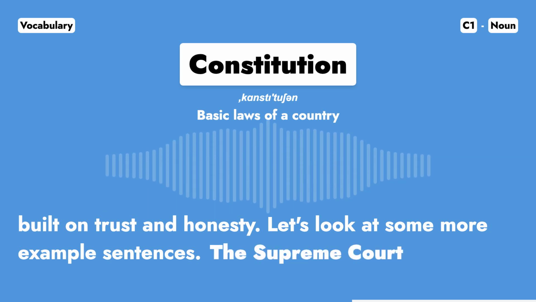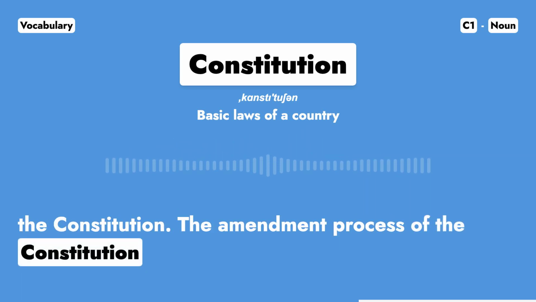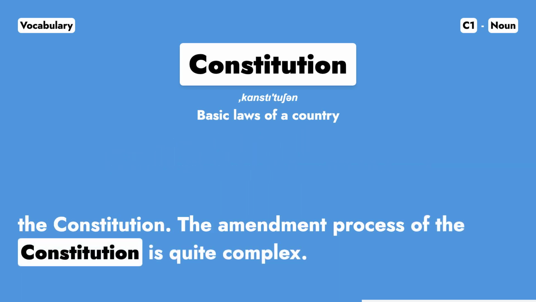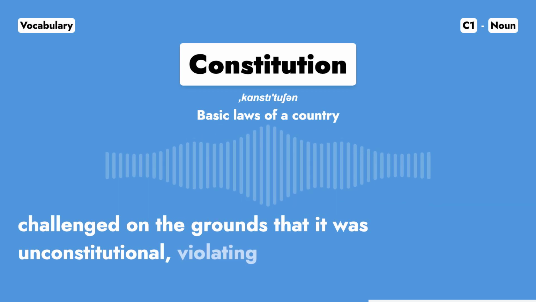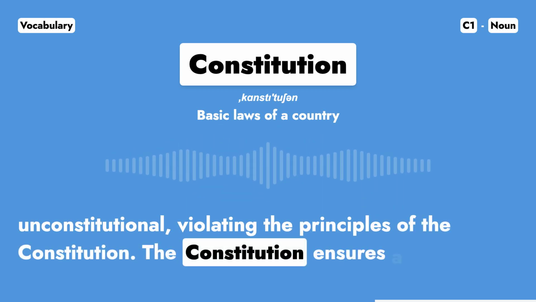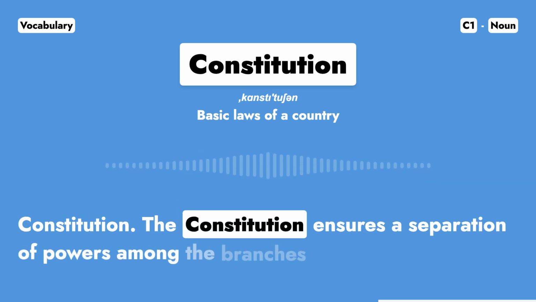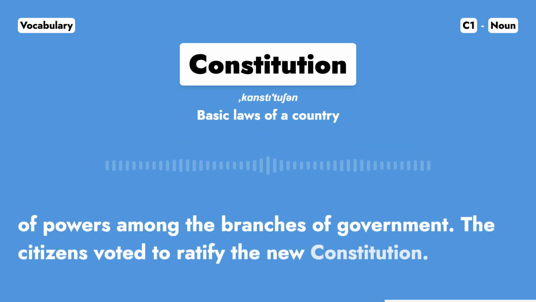The Supreme Court interprets the Constitution. The amendment process of the Constitution is quite complex. The bill was challenged on the grounds that it was unconstitutional, violating the principles of the Constitution. The Constitution ensures a separation of powers among the branches of government. The citizens voted to ratify the new Constitution.